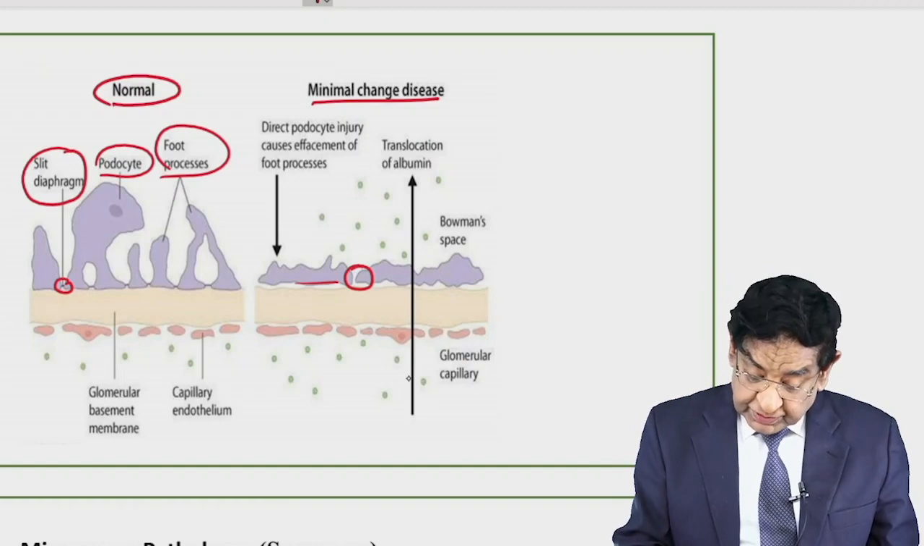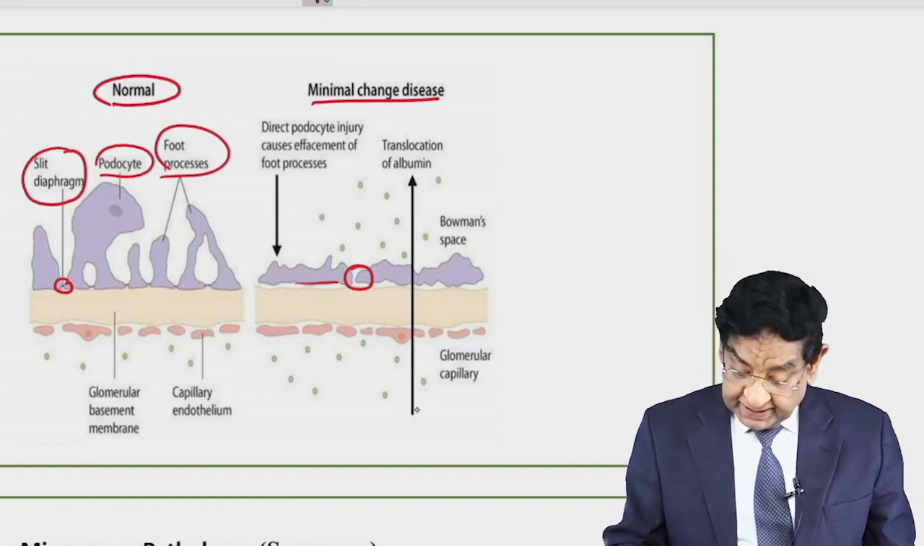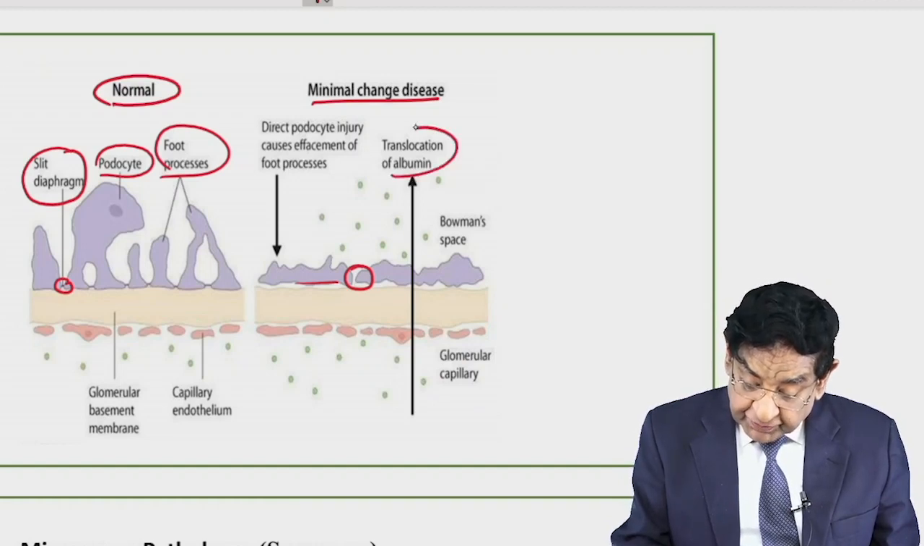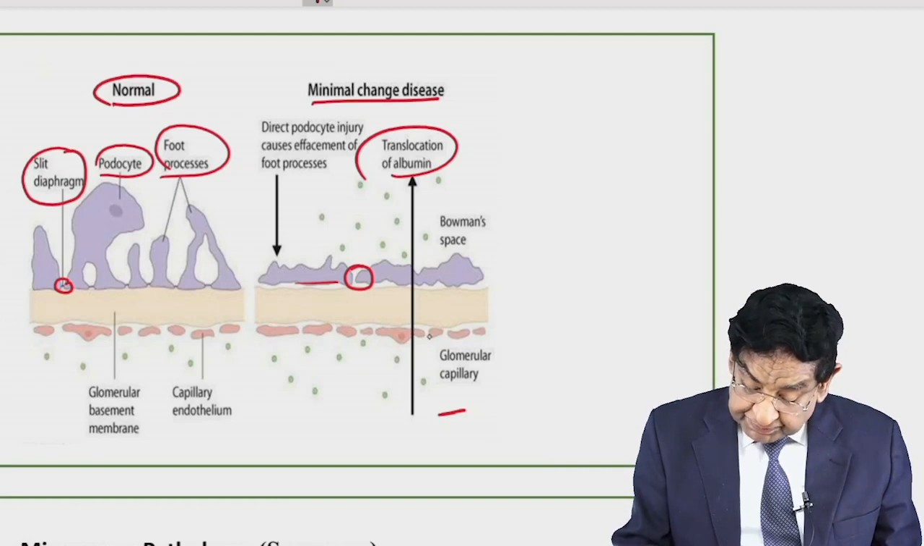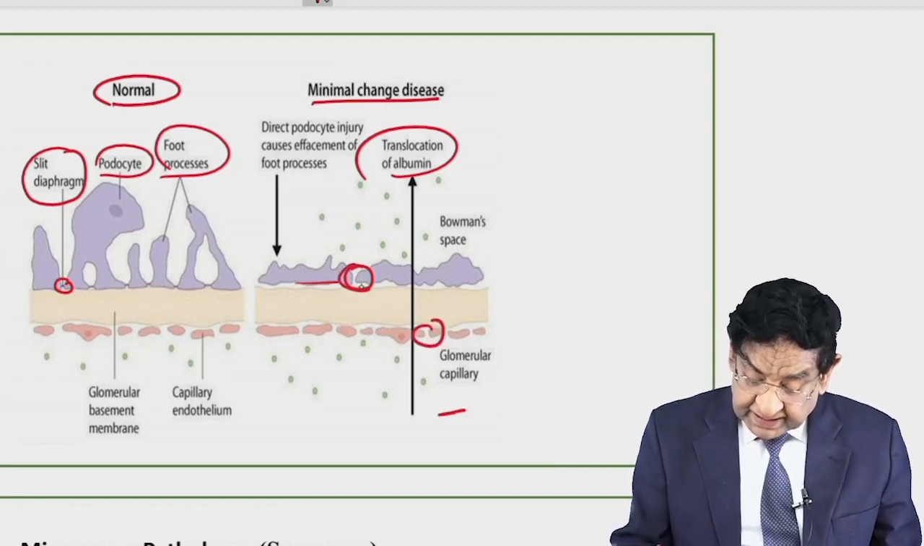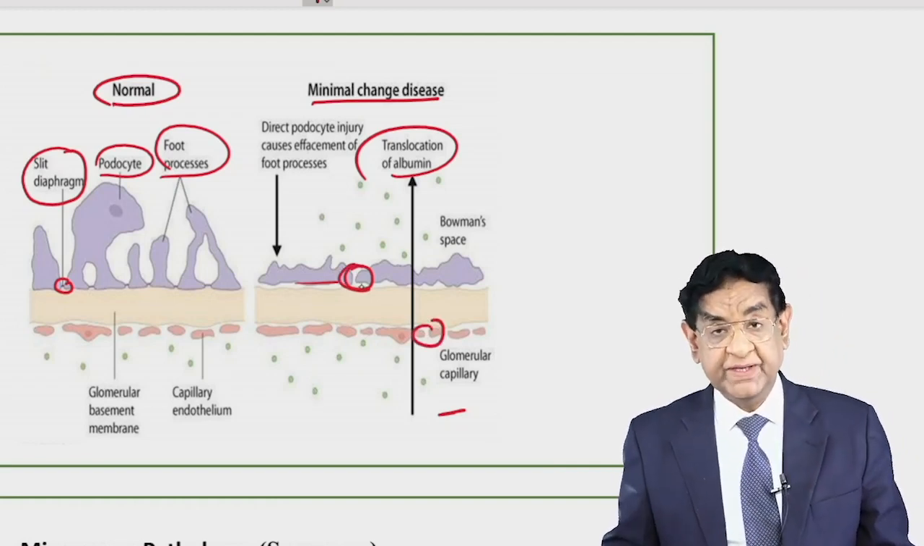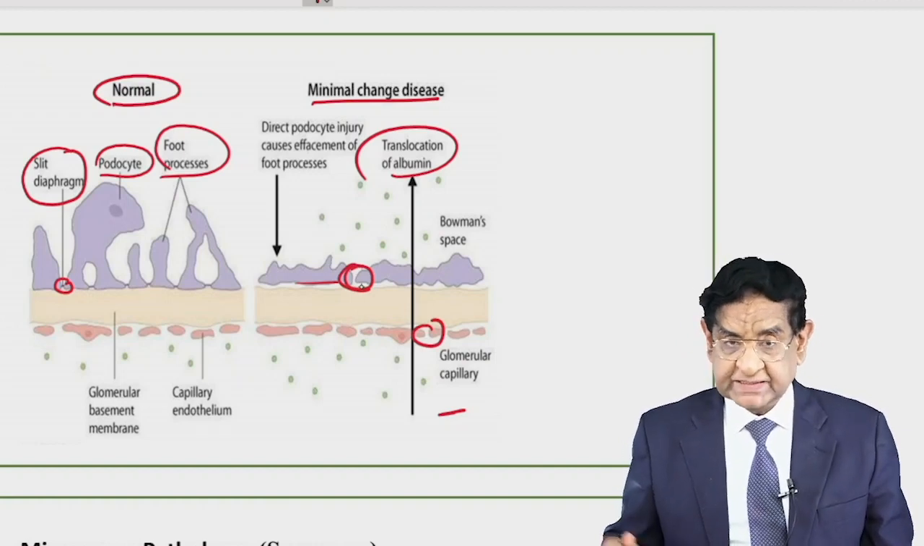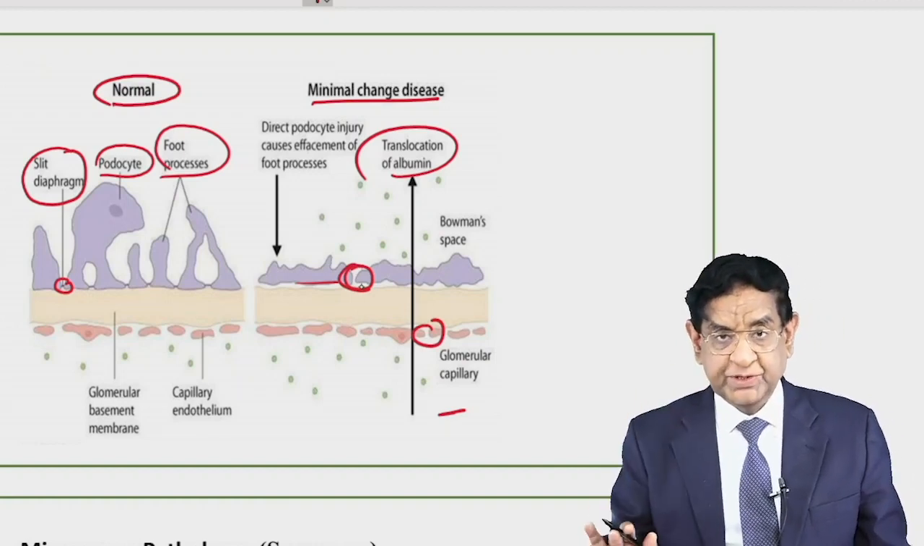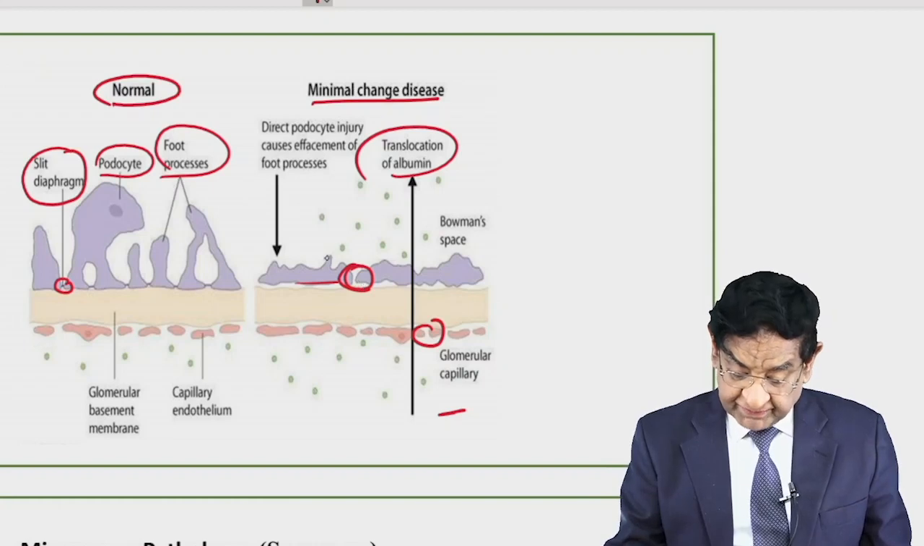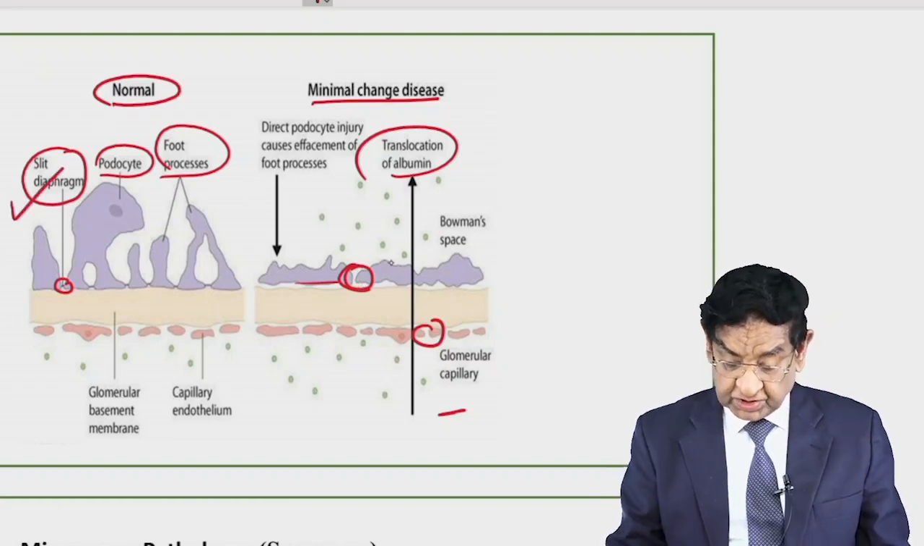And now you can see that this slit space is widened, and this albumin, which is there in the capillary lumen, is filtered out from these pores and from this slit diaphragm. What's the mechanism? This I'll be discussing. But at the moment, you have got to remember this slit diaphragm and, of course, the loss of foot processes.